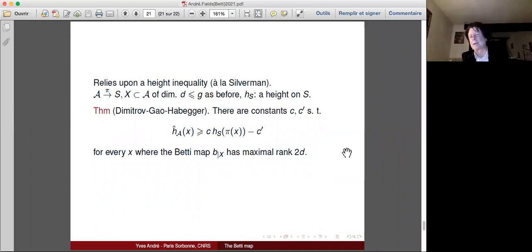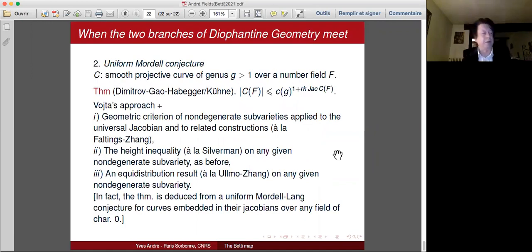And in fact, it is in this context that the Betti map occurred, not only in the unlikely intersection problem, but also in the direction of the study of rational points. Another situation where the two branches of Diophantine geometry met recently is the uniform Mordell conjecture.